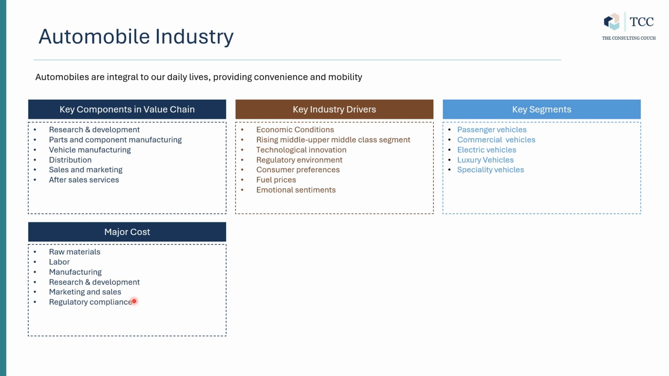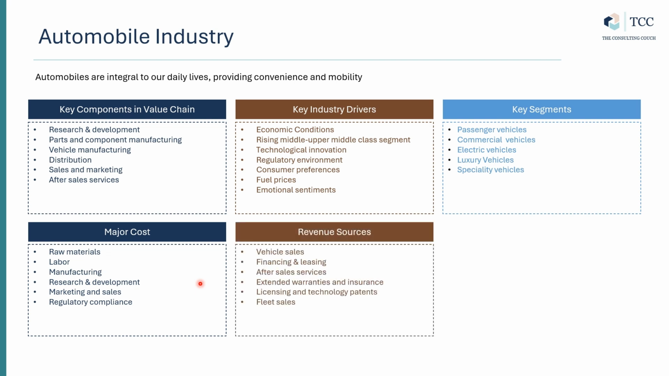Then we have marketing and sales cost. This includes advertising, dealership incentives, sales commissions, etc. Then, of course, there are certain regulatory compliance which each and every company has to follow. There is a cost which is associated when meeting certain safety and environmental regulations. After discussing major cost, we are going to discuss major revenue sources.